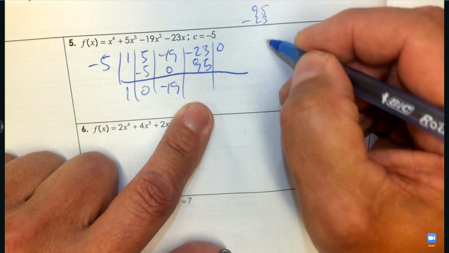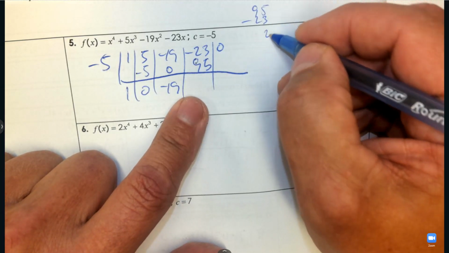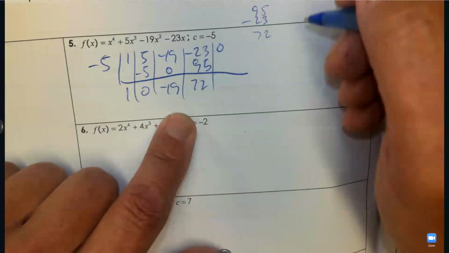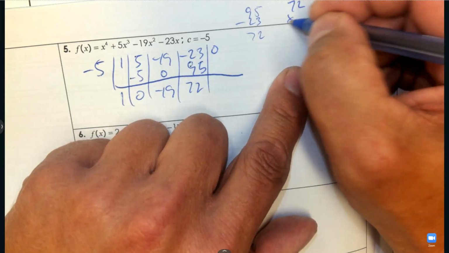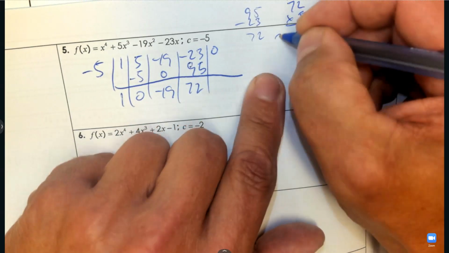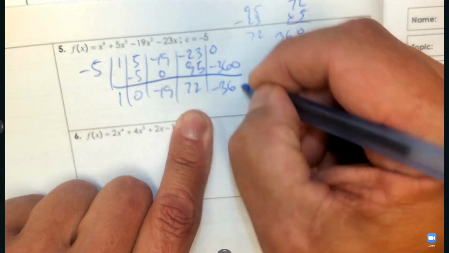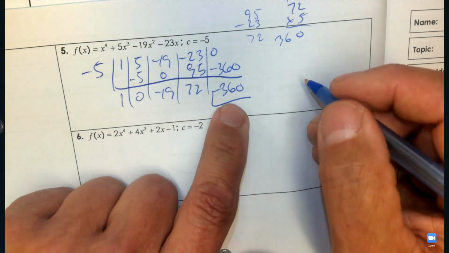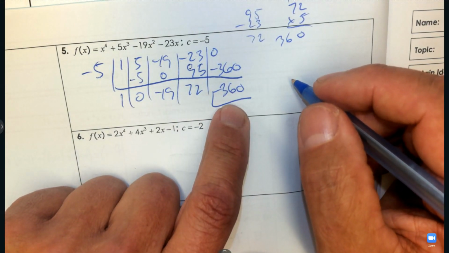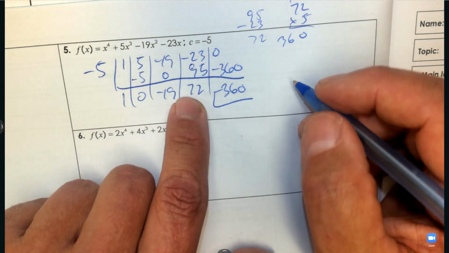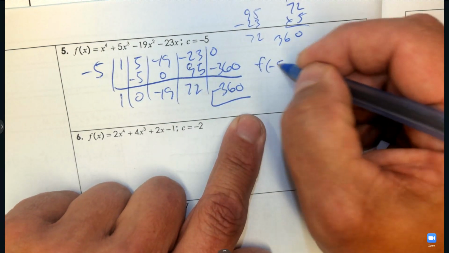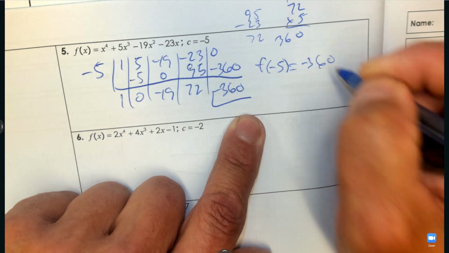Why does my brain just want to do that? That's 72. Jeez Louise. 72 times 5. That's 360. And that's the answer that we're looking for. So notice if I didn't put down 0, I would get the wrong answer. So f of -5 is equal to -360.